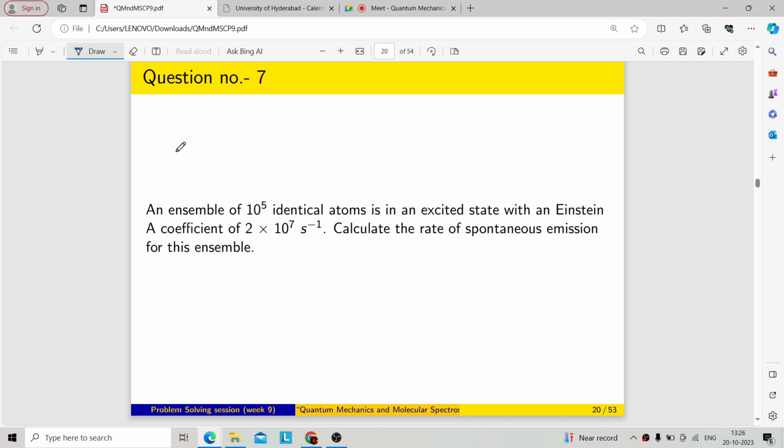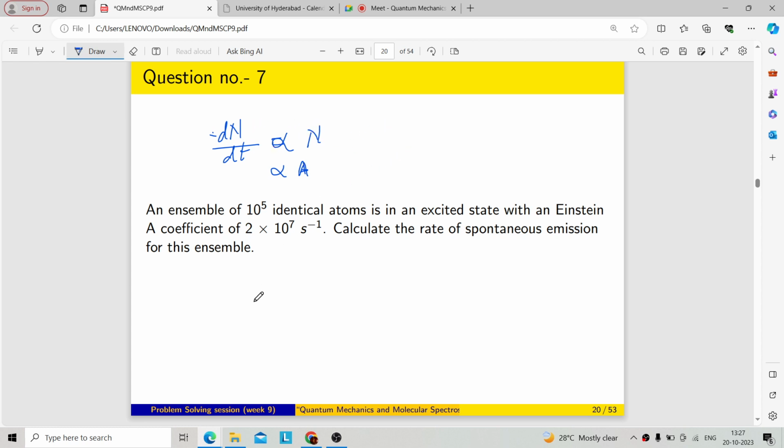Okay. An ensemble of 10 to the power 5 identical atoms in an excited state with Einstein coefficient A equal to 2 into 10 to the power 7 second inverse. Then calculate the spontaneous emission rate. So, you know the rate of transition, minus dn over dt, is directly proportional to the number of particles and directly proportional to the Einstein coefficient A.